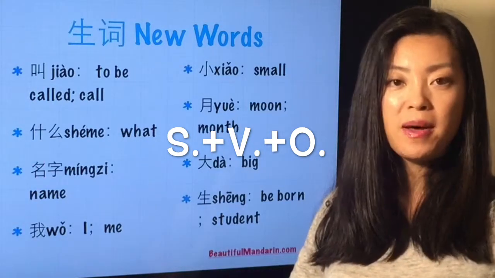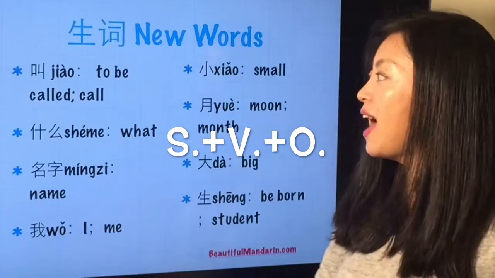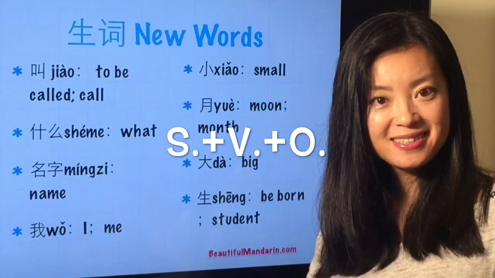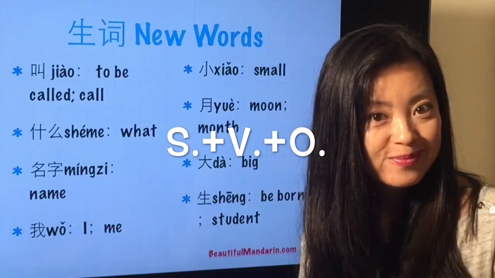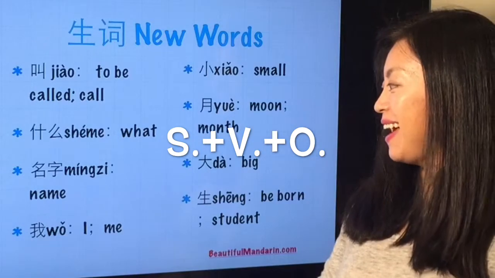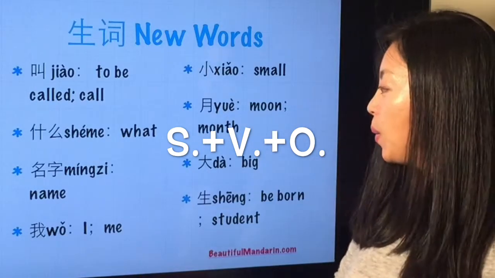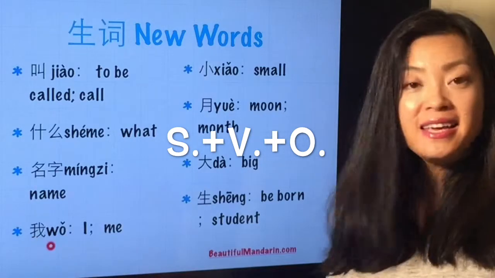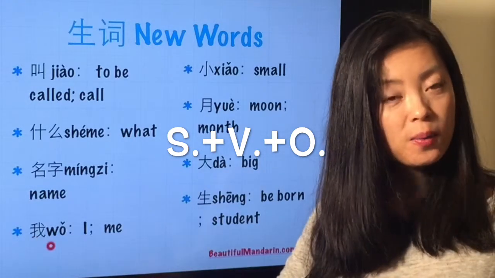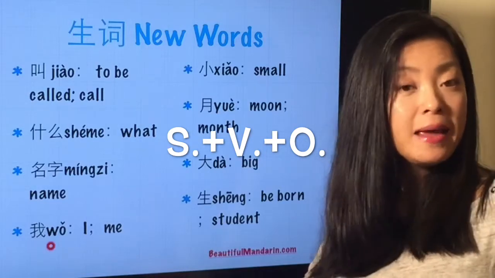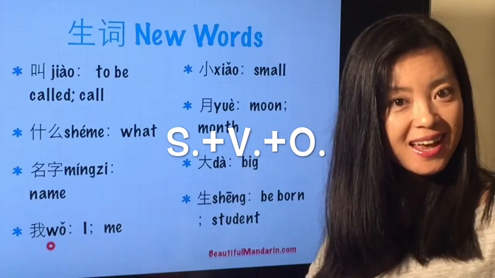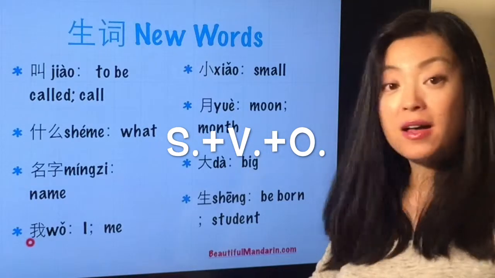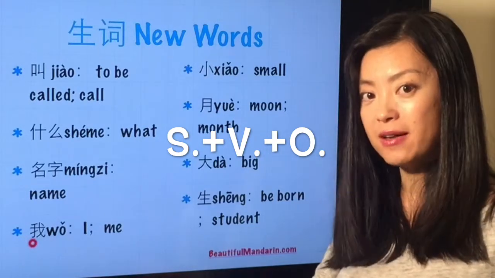Let's say the sentence one more time. 你叫什么名字? You are called what name? Okay, next one. 我 means me, I. What did I say? How to say my name is CC? I will say the subject in front, right? I said the subject is always in front.